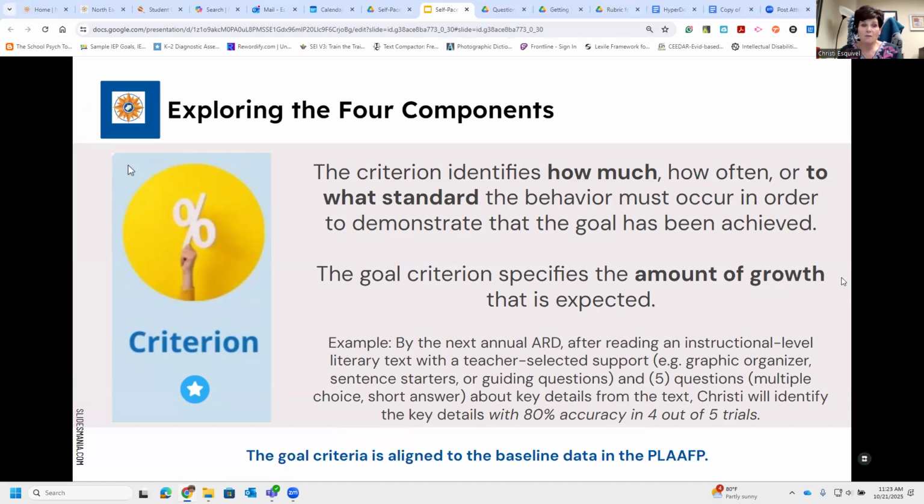For example, by the next annual ARD, after reading an instructional level literary text with a teacher-selected support, a graphic organizer, sentence starters, or guiding questions, and 5 questions, multiple choice or short answer, about the key details from the text, Christy will identify the key details with 80% accuracy in 4 out of 5 trials. The criterion should not be equated with the passing standard, so 70%, or with a student's class grade.